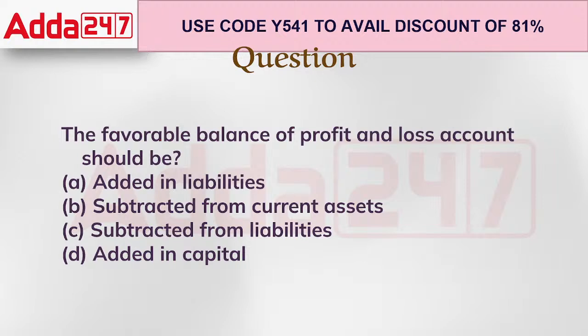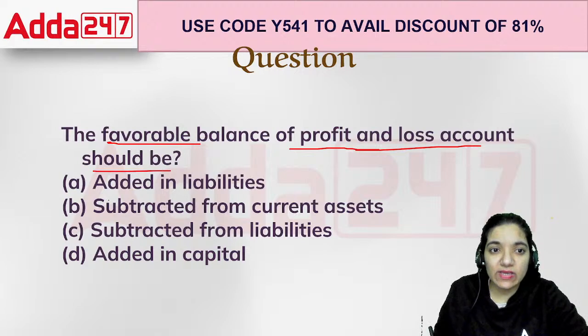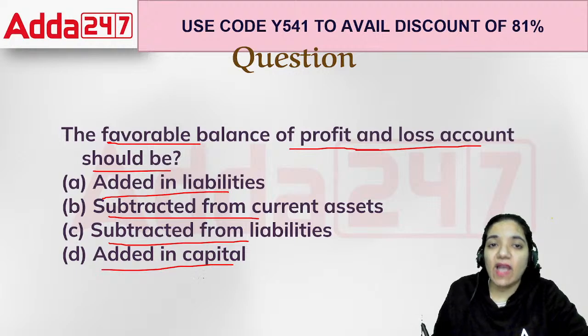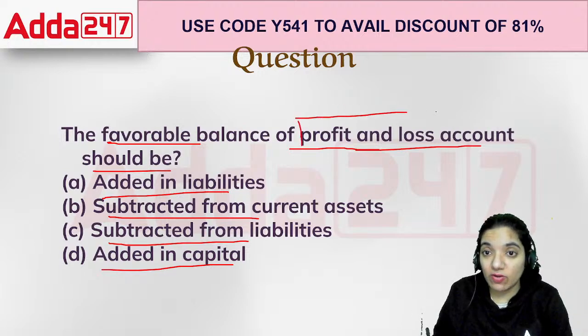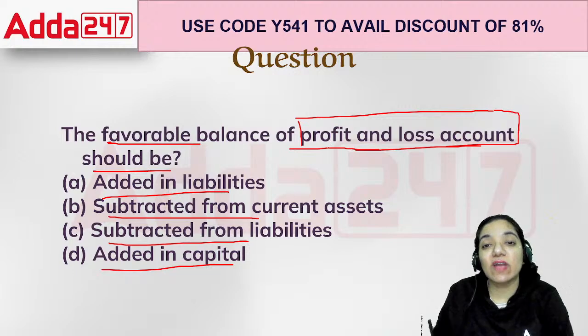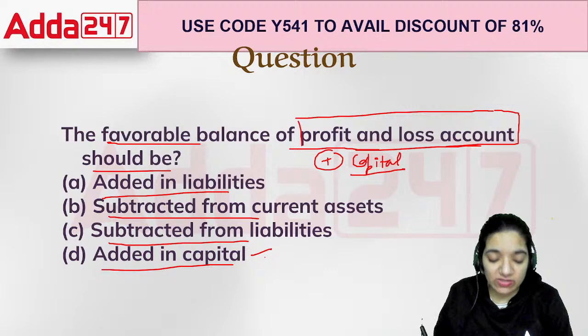Now comes the next point, which says the favorable balance of profit and loss account should be added in liabilities, subtracted from current assets, subtracted from liabilities, or added in capital. If your profit and loss account is positive, that means you are having money in your pocket. That particular money is going to be added in your capital because your capital is being increased, right? So if your capital is being increased, this profit would be added in the capital.